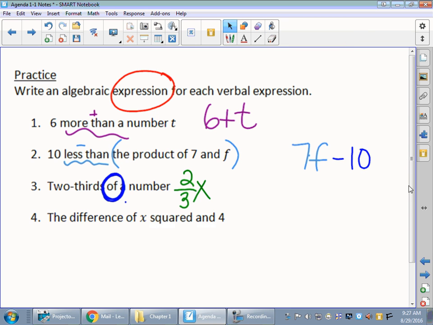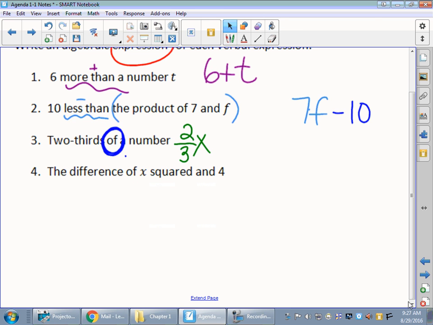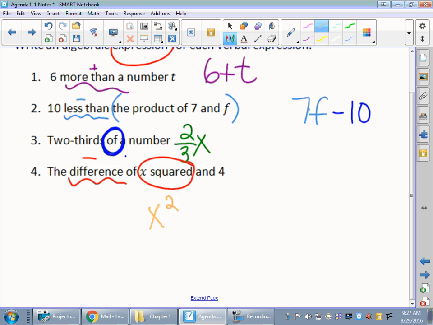And number 4, the difference of x squared and 4. There we go. Well, difference, we all know difference, right? That's one of the clue words. If you're taking the difference, what's the difference between 6 and 10? 4. What do you do to do that? Subtract. So the difference of x squared and 4. Are we starting with the x squared and subtracting 4, or are we starting with the 4 and subtracting x squared? Well, since it just says the difference of these things instead of the 10 less than from problem number 2, we're going to keep it in that same order.